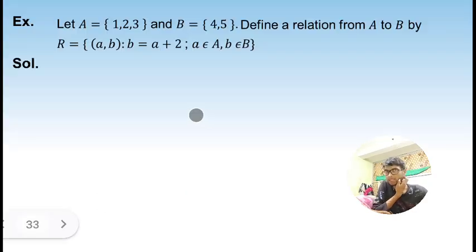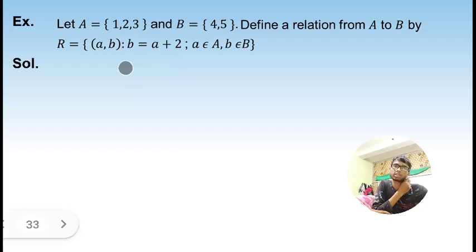Let A is equal to {1, 2, 3} and B is equal to {4, 5}. Define a relation from A to B. Okay, a relation from A to B. So we will define it like that: (1, 4), (2, 5), like that.